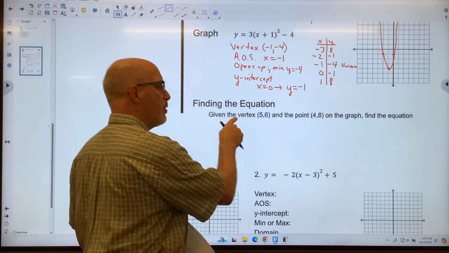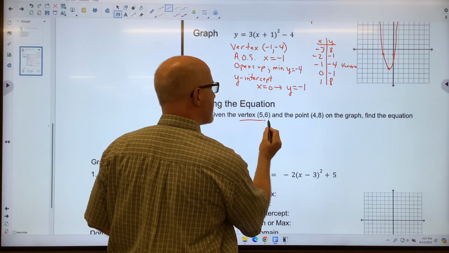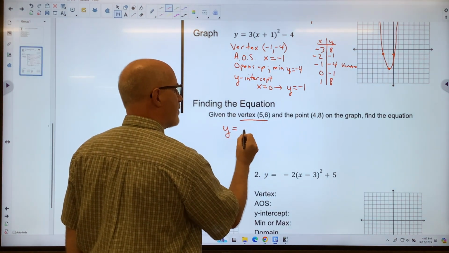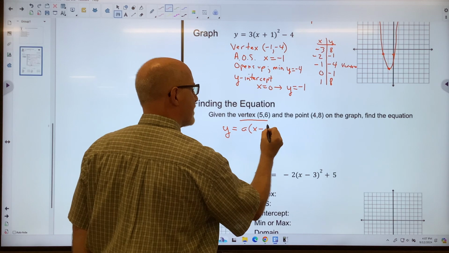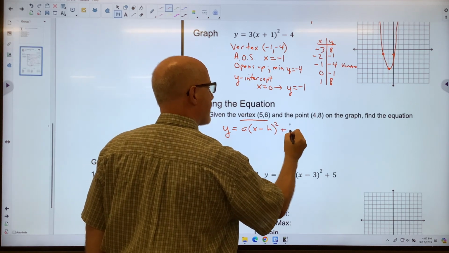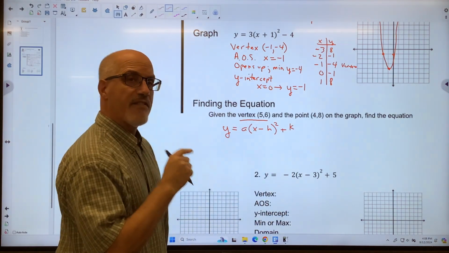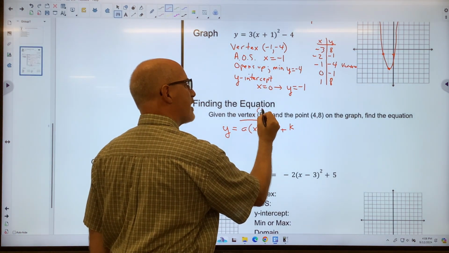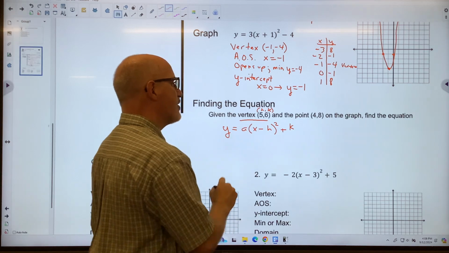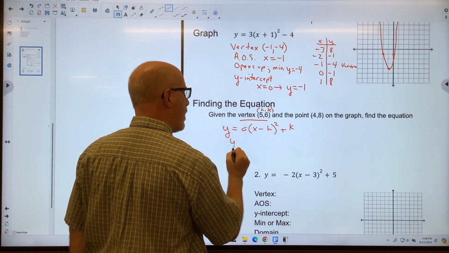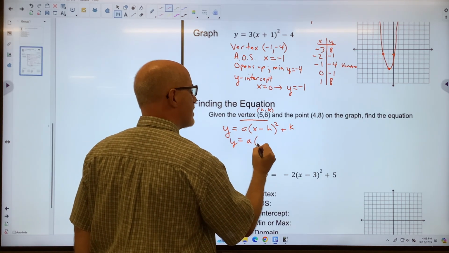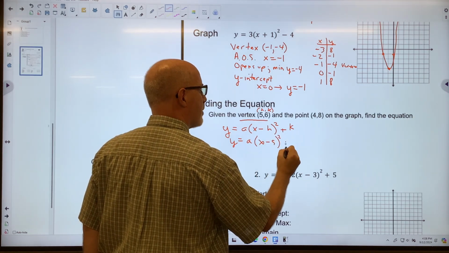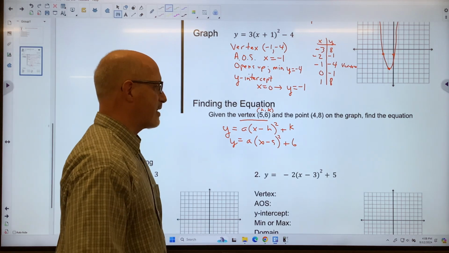So what I want you to notice here is that they give us the vertex. That's what we want to do first. So in our general form for a quadratic, looks like this. So where we can put that 5 and that 6, that goes in for the h and the k. Remember, the vertex is h comma k. So we're going to put that in, and so we get y equal to a times x minus 5 squared plus 6. That's what the vertex gives us.